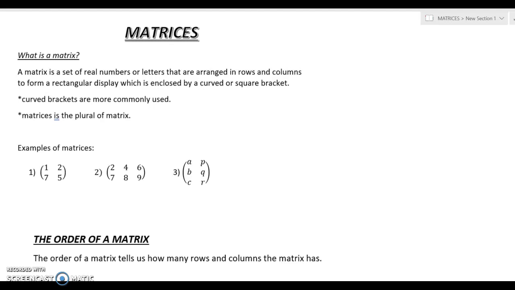Hi everyone, in this video we'll be looking at matrices. Matrices is one of the topics that comes in the last question in a CXC Paper 2, right? And it comes with vectors. So the last question is split up, half is on matrices, half is on vectors.